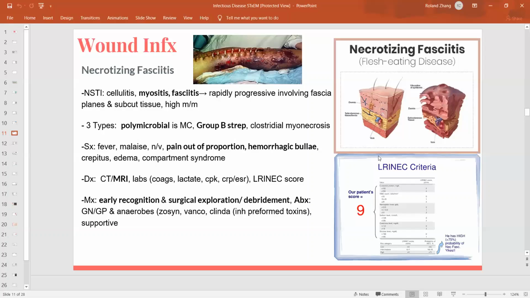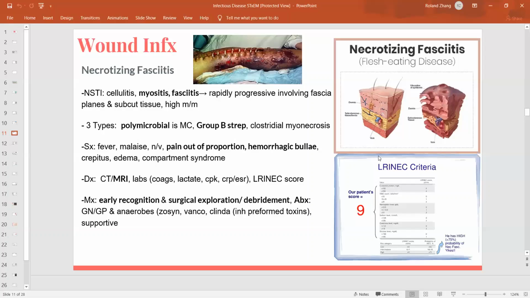The most diagnostic, other than surgery, is an MRI. A CT is not that well defined. Even if a CT is negative, it doesn't mean that they don't have myositis or fasciitis. An MRI or even a bone scan would be more diagnostic. But the most diagnostic would be in the OR, take a look at the tissue itself.